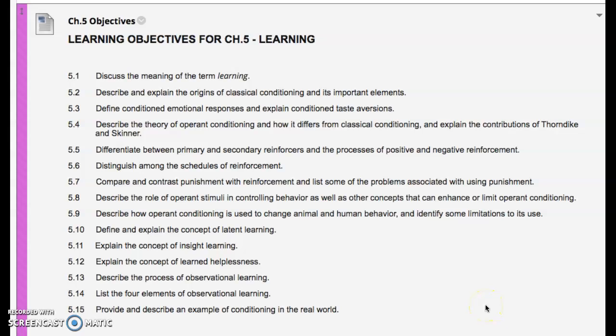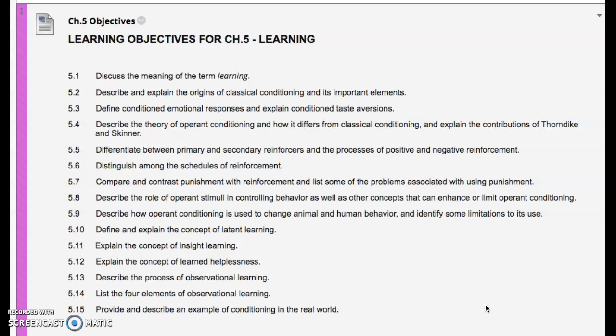So in this podcast, I'm just going to cover the objectives for Chapter 5, Learning. We will be discussing what is meant by the term learning, at least what we mean in terms of a psychological definition of the way that individuals learn. And you're going to see that it breaks down into different categories of how learning occurs.